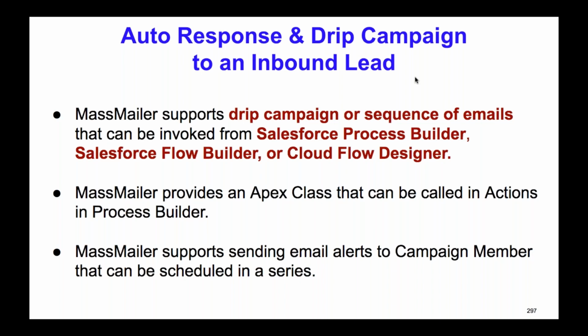MassMailer supports sending email alerts to campaign members that can be scheduled in a series. There are options for you to schedule the email alert, which can be a drip, meaning it doesn't need to be just one email alert. It can be a sequence of email alerts, but those are scheduled at some intervals. So we do support that using the power of the Process Builder. And similarly, you could send an auto response email as well. We're going to take a look at how this can be done.